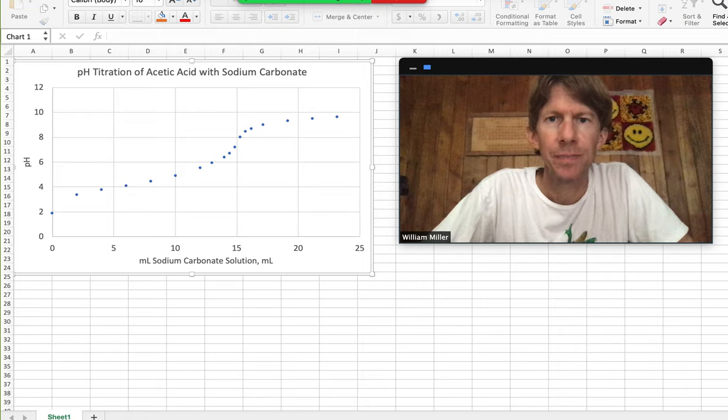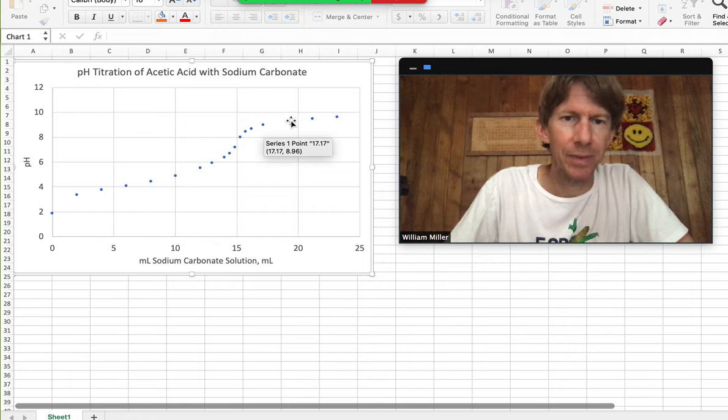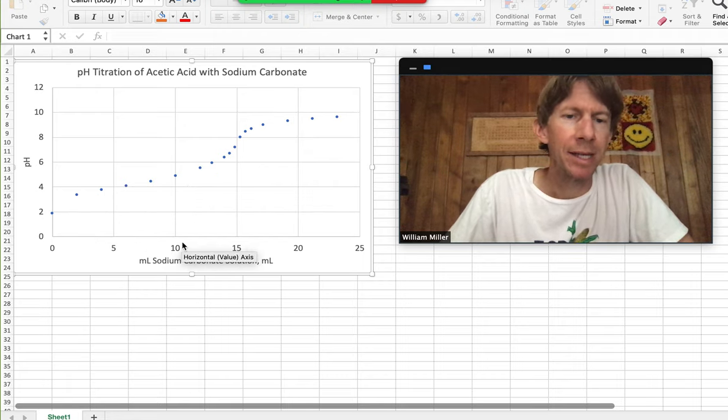Experiment 5, pH titration of acetic acid with sodium carbonate, determining the equivalence point. Well, I've gone ahead and graphed my data for the titration that I just completed.